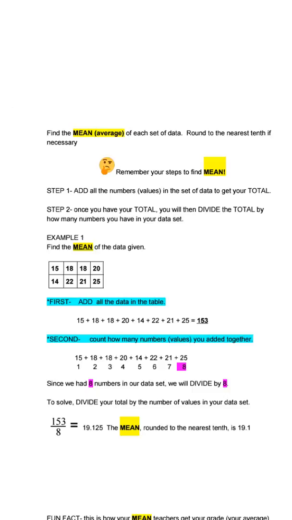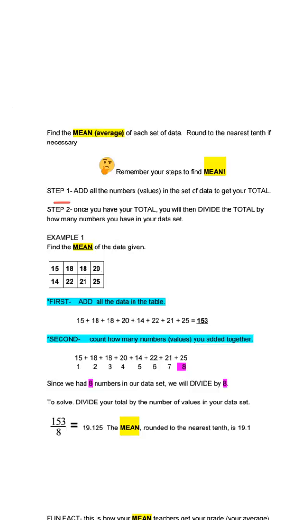So we are working on Thursday's assignment, and I'm just gonna go over some notes real quick. You should have reviewed the notes from yesterday on mean, and mean's just a fancy word that we use in 8th grade to mean average. What we're gonna do is find the mean for a few problems today. If you'll notice at the top of our notes is to remember your steps to find mean. So step 1. Add all the numbers, which are the values, in the set of data to get your total.